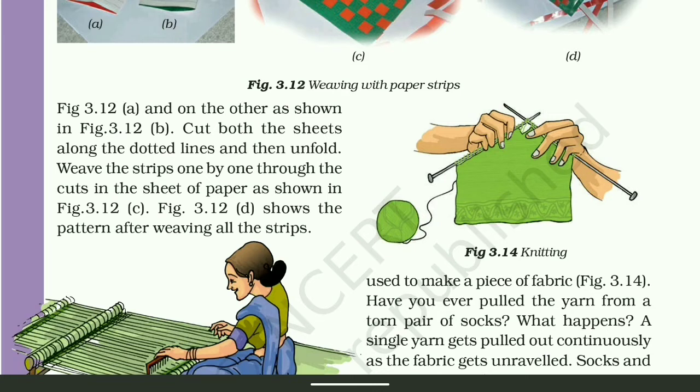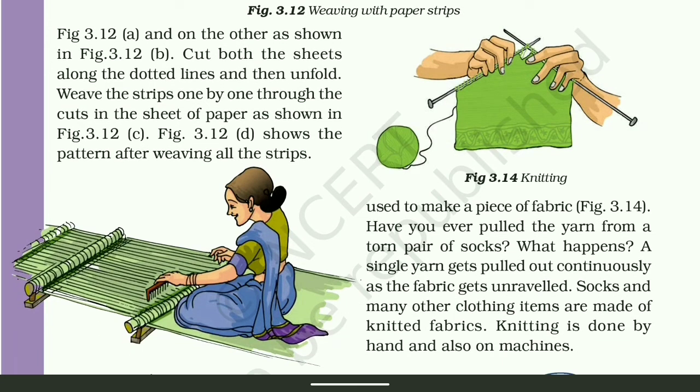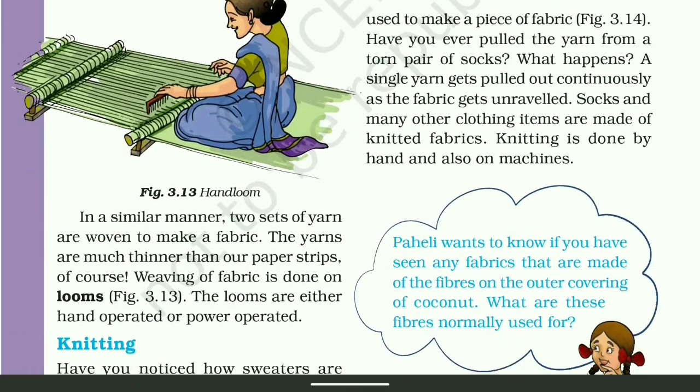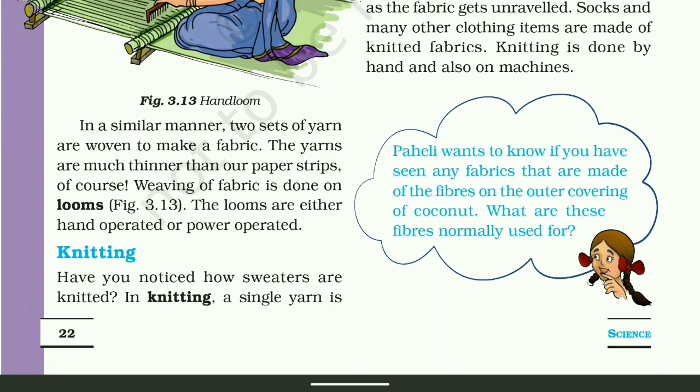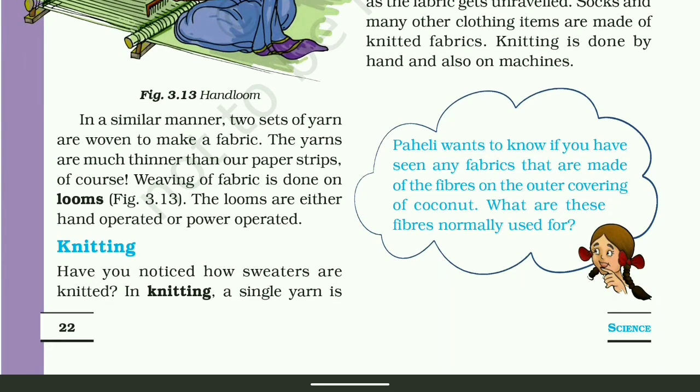Weave the strips one by one through the cuts in the sheet of paper as shown in Figure 3.12. Figure 3.12 shows the pattern after weaving all the strips. In a similar manner, two sets of yarn are woven to make a fabric. The yarns are much thinner than our paper strips. Of course, weaving of fabric is done on looms. The looms are either hand operated or power operated.